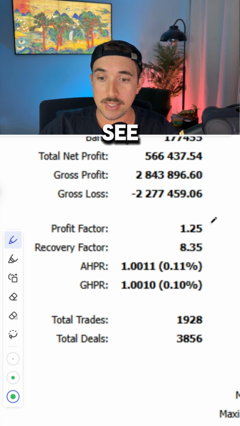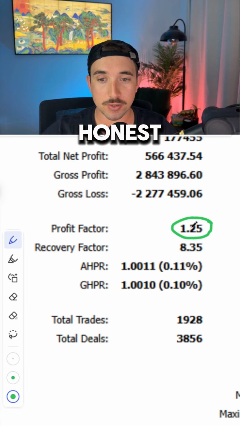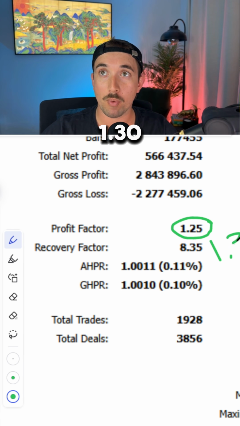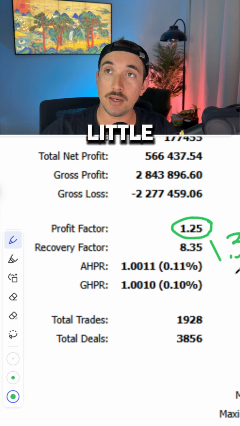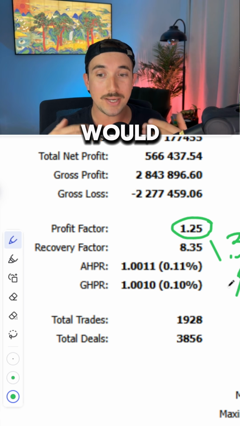Moving down, we can see the profit factor 1.25. This is the bare minimum, and to be honest, I wouldn't mind it if it was just slightly higher. I usually target a 1.30, so this may need a little bit of optimizing to increase that number. Maybe a break-even method or a different kind of trailing stop would increase this number.